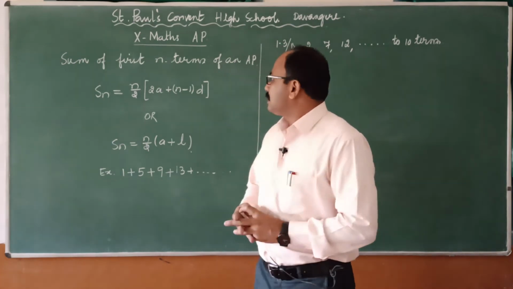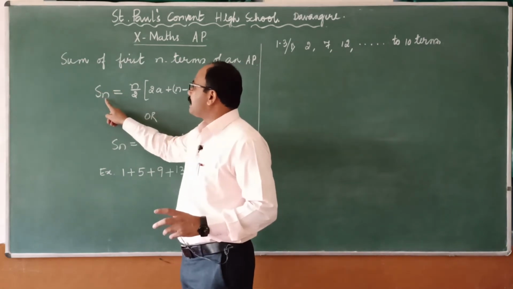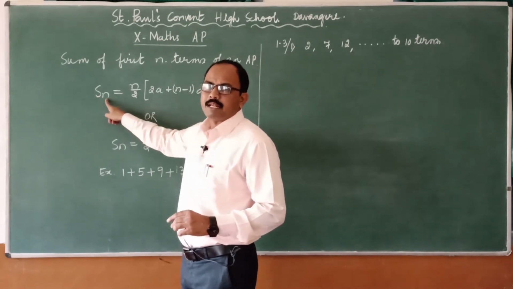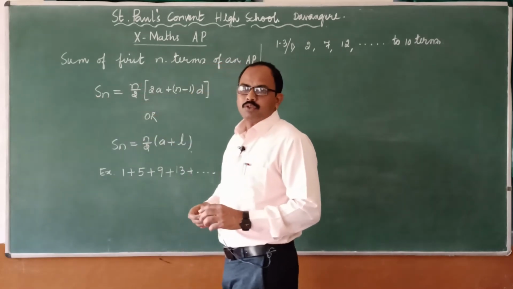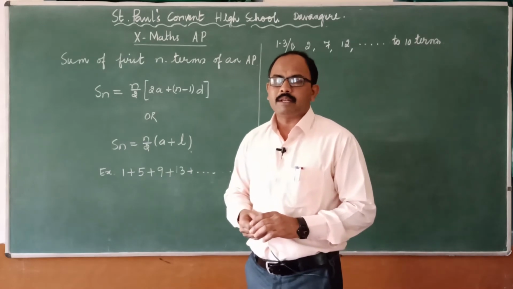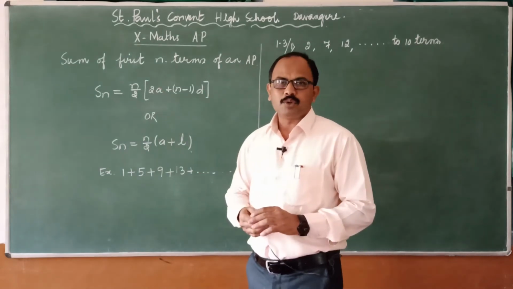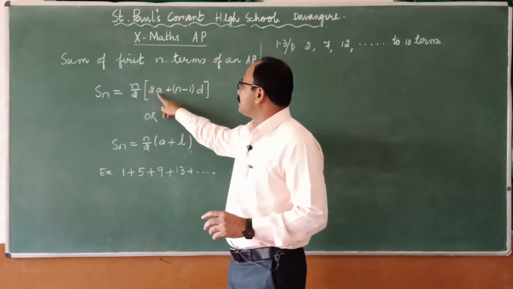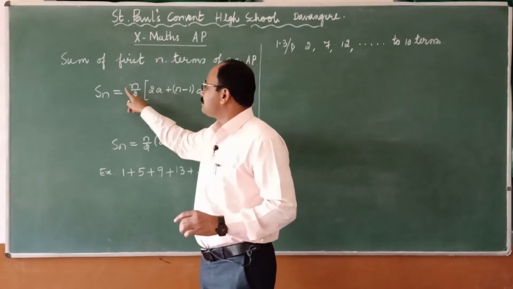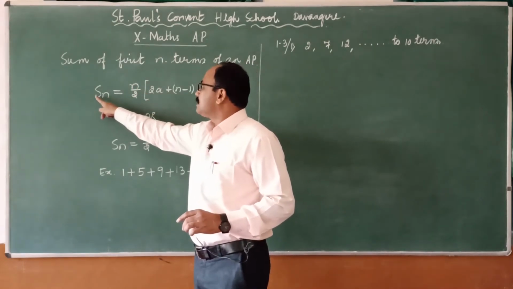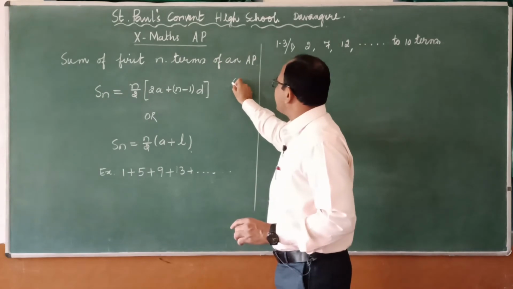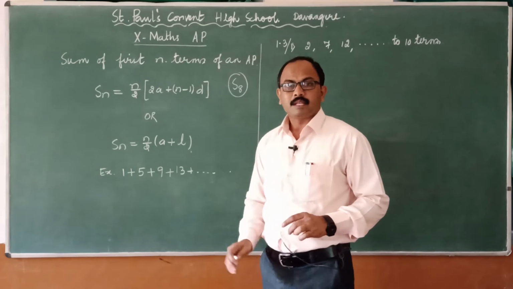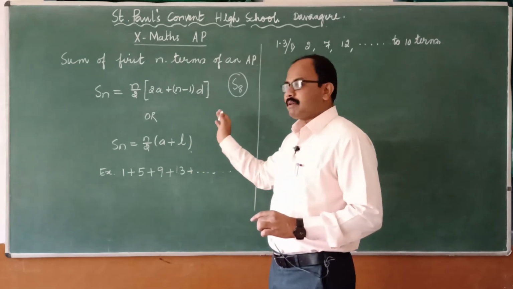That is, Sn, which represents the sum of n terms of an AP, is equal to n by 2 into 2a plus n minus 1 into d. All the terms are known to you except this Sn. This is the common difference, the number of terms, the first term. We call this the sum of n terms. If it is S8, it means the sum of 8 terms, that is a1 plus a2 plus a3, likewise the sum of 8 terms.